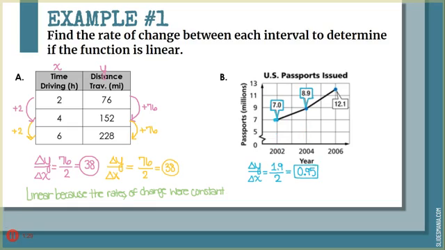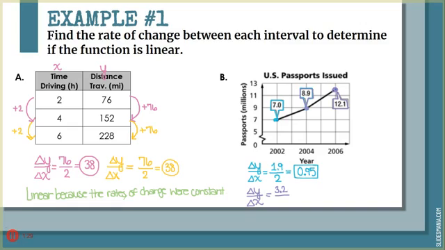Then I'm going to find the rate of change between the next two ordered pairs. So I'm going to start again by finding my change in y. This time I started at a y value of 8.9 and I went to a y value of 12.1. So I have to ask myself, what is the change in y? What's happening to get from 8.9 to 12.1? And that would be a 3 and 2/10, 3.2. I went up by 3.2.